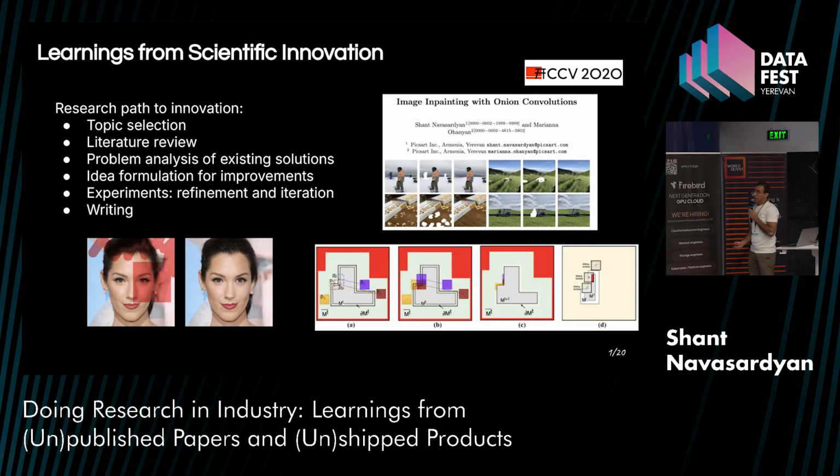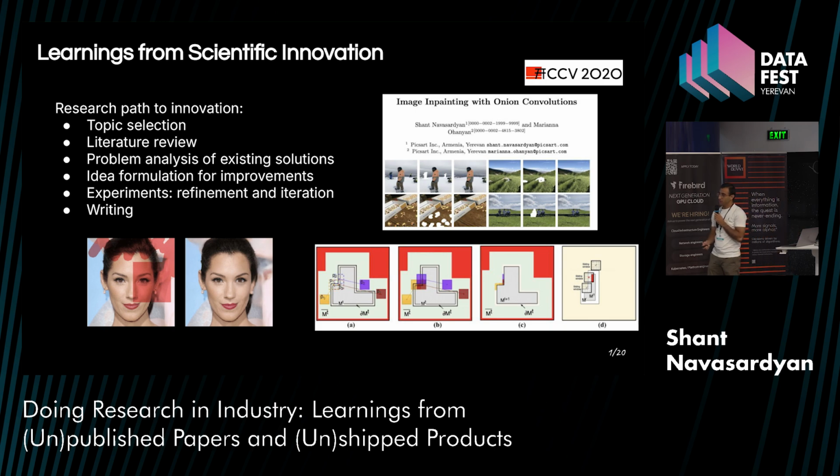Now let us talk about the learnings from scientific innovations, how we do that, and what path we go through for such innovation. First of all, topic selection. Every research path includes topic selection. In our case, this is motivated by the company. We have some products, and based on the products, we build our research around them.